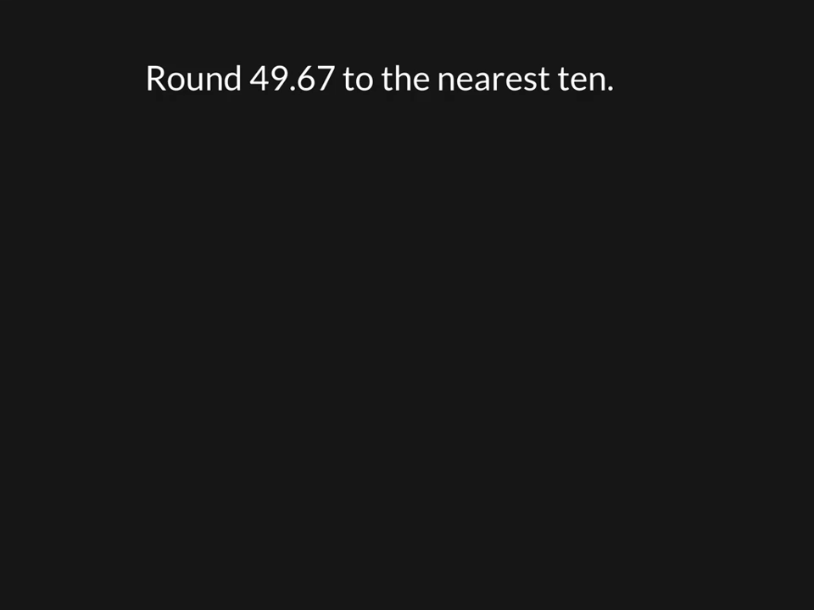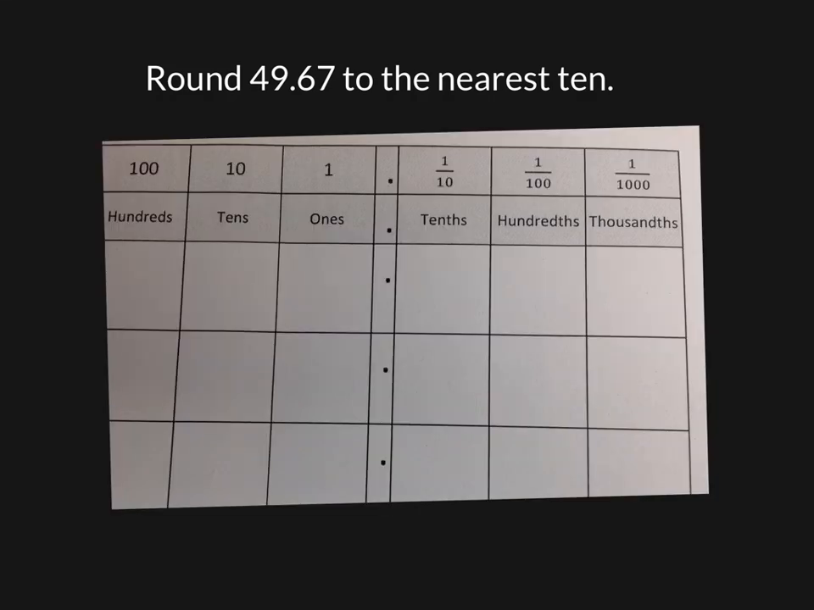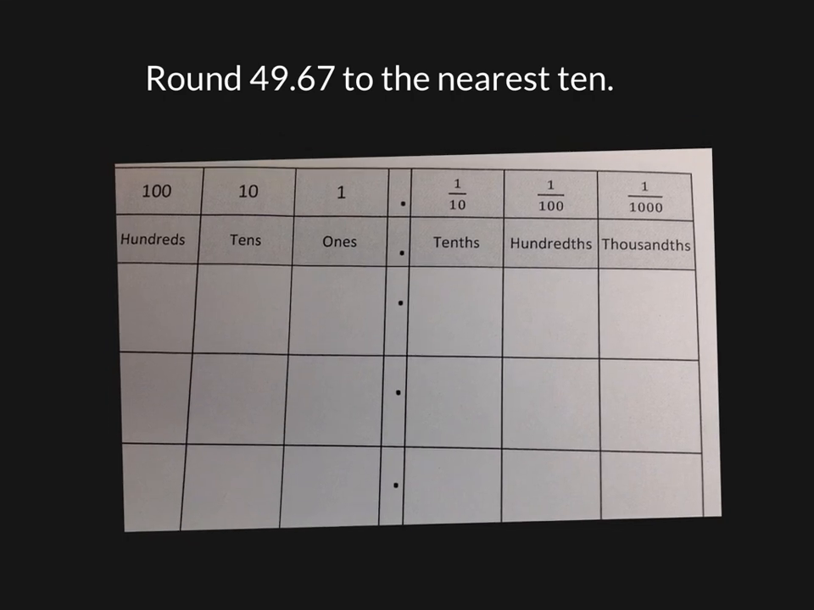This is very similar to what we did last night. First of all, we're going to round 49 and 67 hundredths to the nearest 10. We're going to need some tools to help us do that. First off, we will need a place value chart. So I'm going to write 49 and 67 hundredths in standard form in our place value chart.